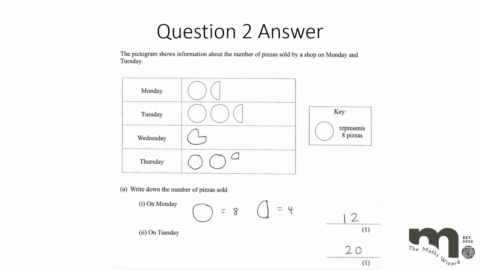Okay, first part of this question then was about the interpretation of the pictogram. We were told in the key that one circle represented 8 pizzas. So you can see down here on Monday we've got 8 from the full circle and 4 from the semicircle. If you add those together, you will get 12. And then on Tuesday we've got 8, 8, which makes 16, and then there's extra 4 there from the semicircle to make 20 pizzas. Okay, if we have a look at then the answer for Wednesday and Thursday.